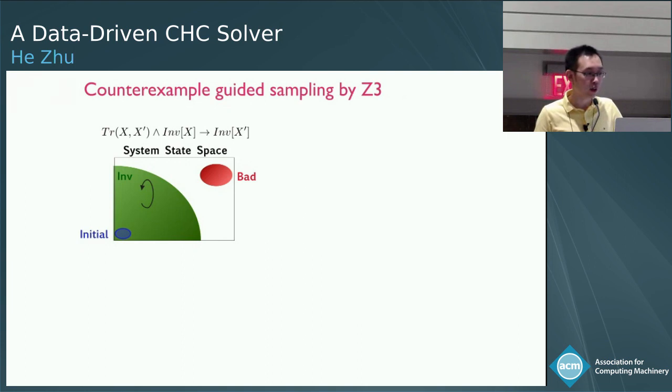Our previous talk may leave you the impression that we sample an invariant randomly, but random sampling doesn't ensure progress. Our work actually uses counterexample guided sampling by C3. Consider verifying a transition system whose inductive invariant is INV. We need to show that any state from the invariant would be transitioned to another state that satisfies the invariance as well. A counterexample is a pair of two states. While the first state satisfies the invariant, it transitions to another state that doesn't satisfy the invariant.